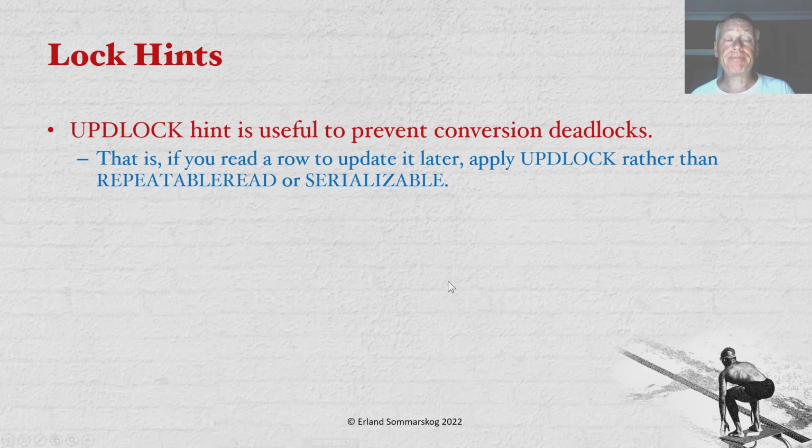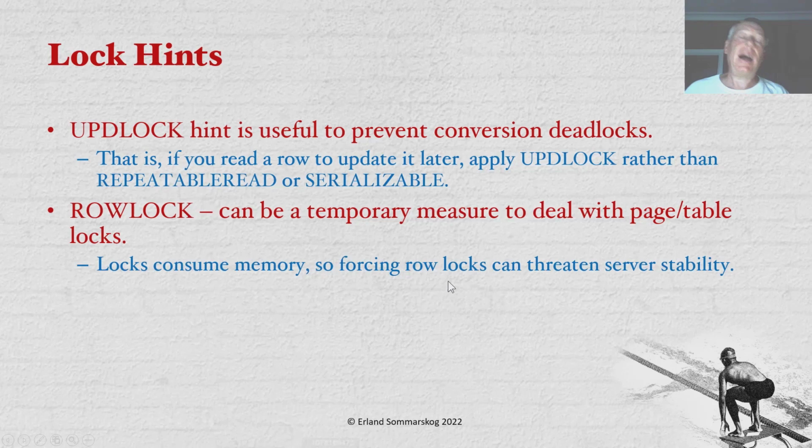Then we have the row lock hint, and this sounds like, if you have page and table locks, I'm going to use row lock. And yes, it could be a temporary measure, because the query tuning that we talked about could take some time. You might need to do some testing, etc. So in the meanwhile, you can put in row lock to get rid of the deadlocks.